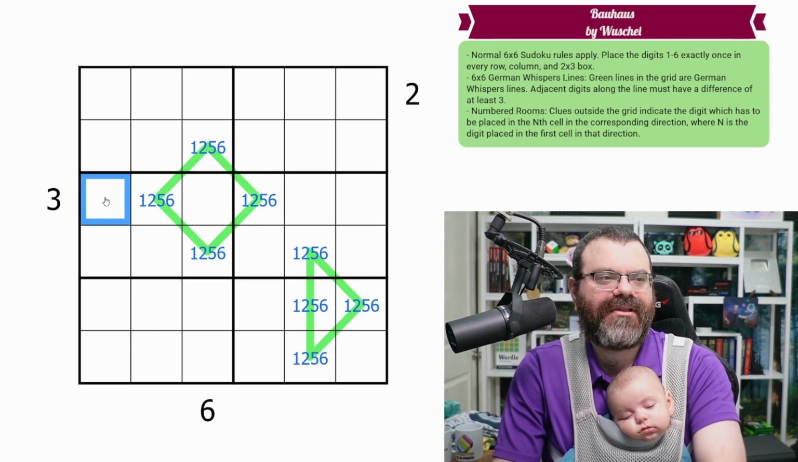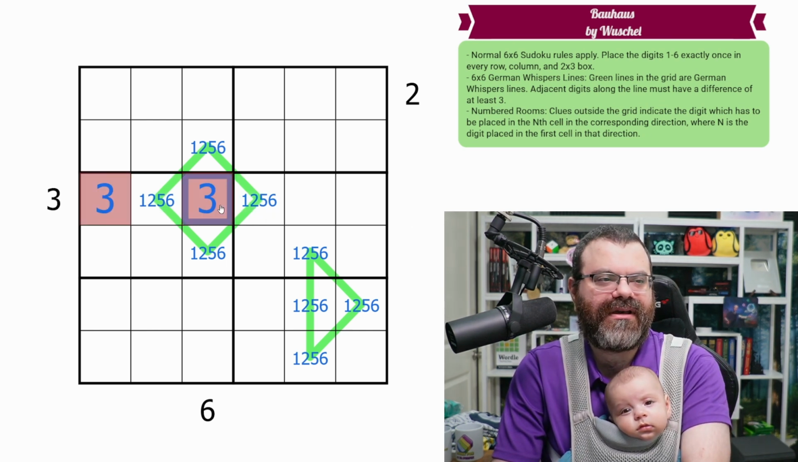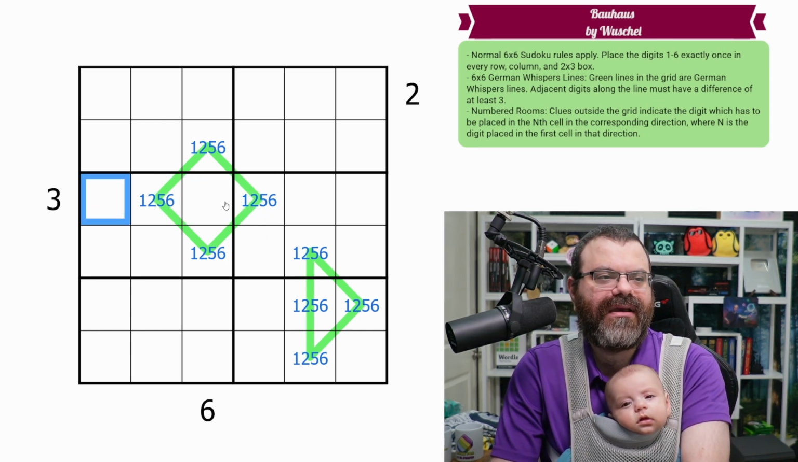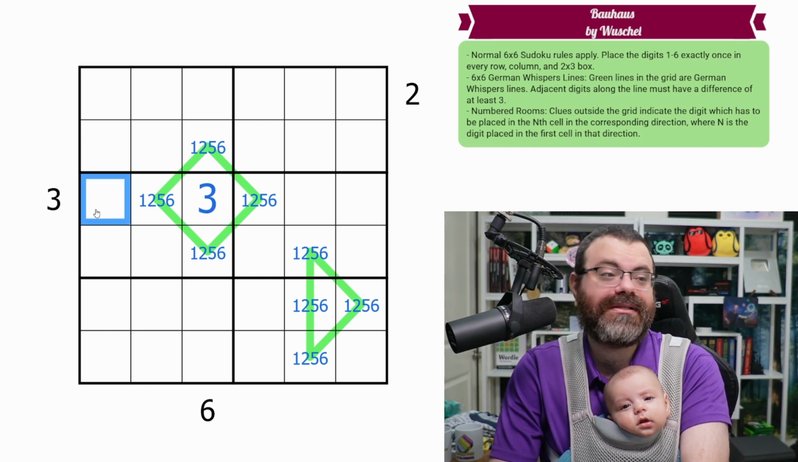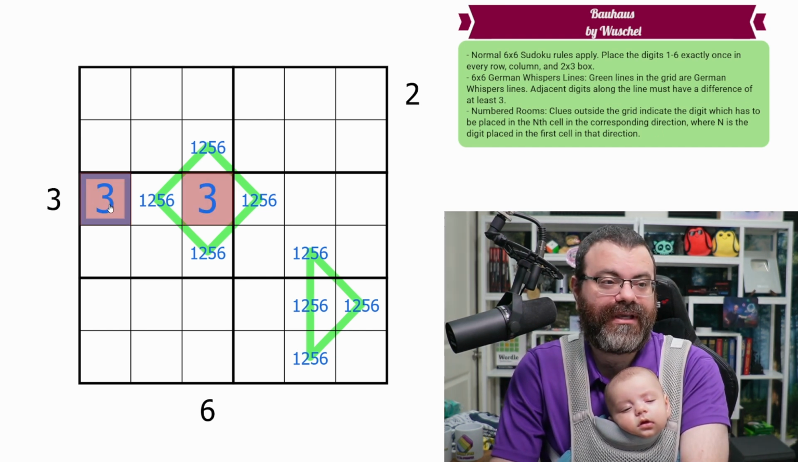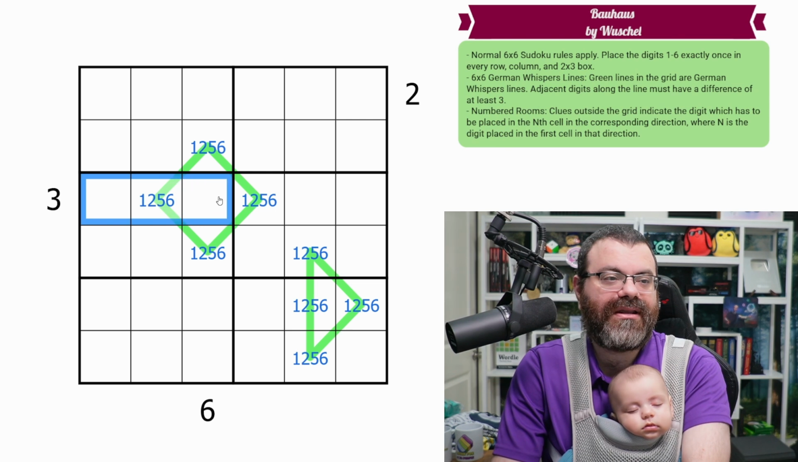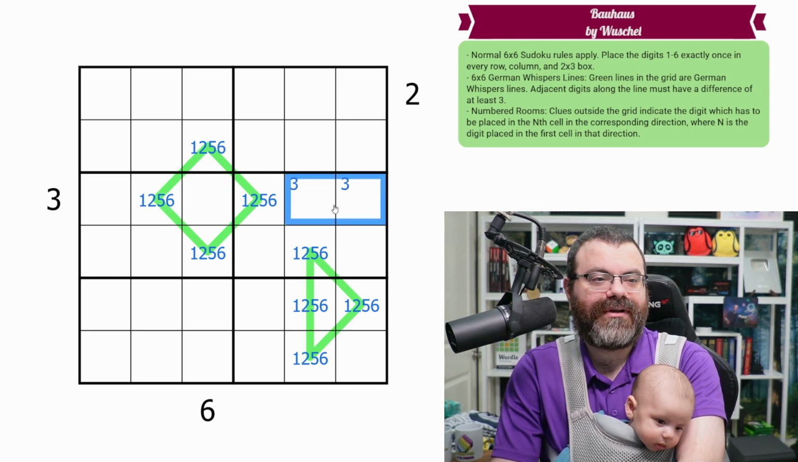Okay, so we can't put a 3 here. If we put a 3 here, that's telling us we have another 3 over there. That's not going to work. Similarly, we can't put a 3 here, because then it's 3 away. We'd have to put a 3 here. The indexing would have to be 3. So none of these are 3. That puts a 3 over here. Which makes this a 5 or a 6.